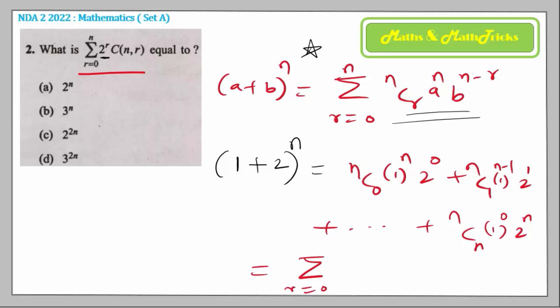R is ranging from 0 to n, 2 to the power r, because from r equal to 0 onwards, 2 to the power r will fit 2 to the power 0, then nC1 2 to the power 1 and so on, in the sigma notation, into nCr. So this value is what is there in the LHS. This becomes 1 plus 2 the whole power n, which is 3 power n, and hence the answer is option B. Alright, going ahead with question number 3.